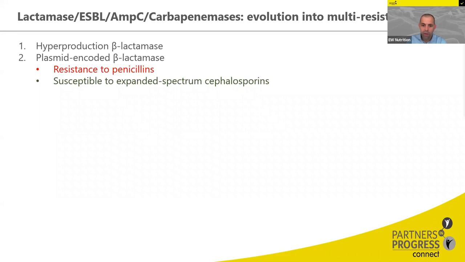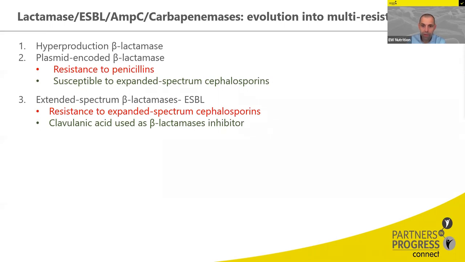Later, beta-lactamases appeared on plasmids. Plasmids, as you understand, allow for a more rapid dissemination across the bacterial community. The bacteria became resistant to penicillins as a consequence of this plasmid-encoded beta-lactamase, but susceptibility to available newer generation antibiotics called expanded spectrum cephalosporins remained. So these could be used at that point.